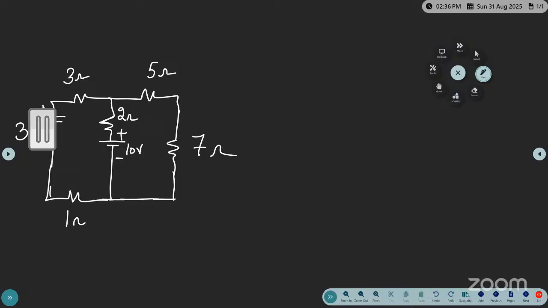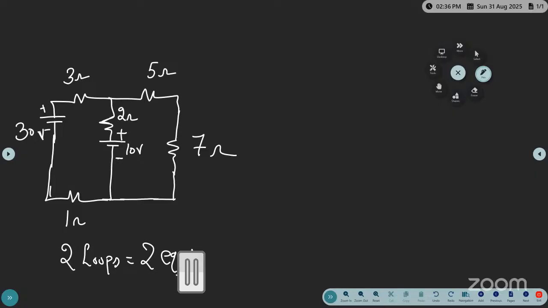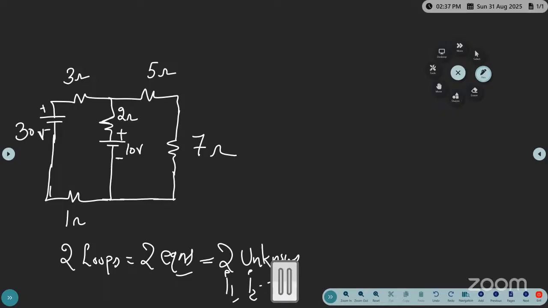So for the given problem, what do we have to do? Step 1, identify the number of loops present in the given problem. How many loops are there? 2 loops. How many equations will you get? 2 equations. How many unknowns? 2 unknowns. What are they? In mesh analysis it is always I1, I2, and so on. Here it means I1 and I2. This is step 1.